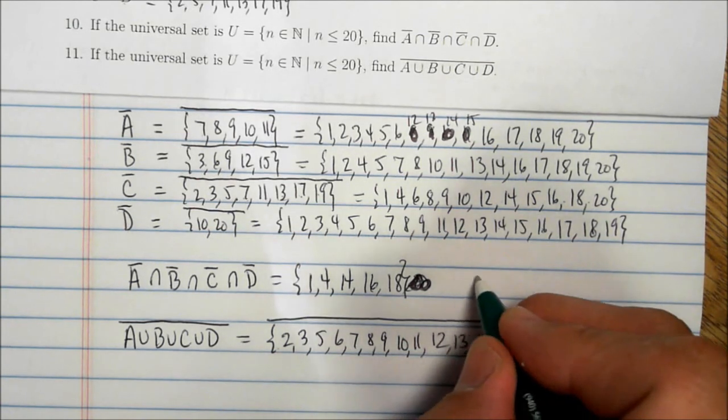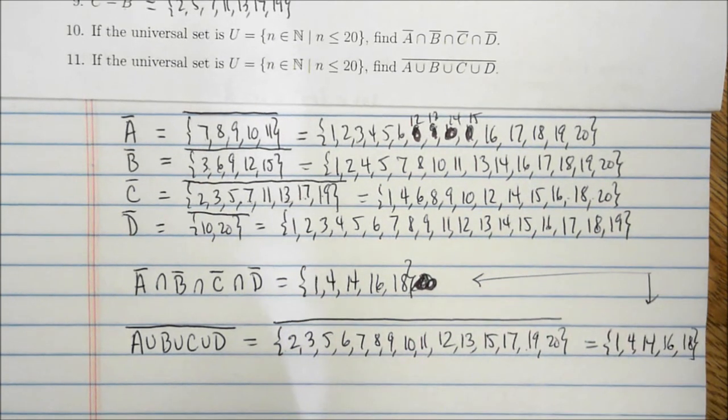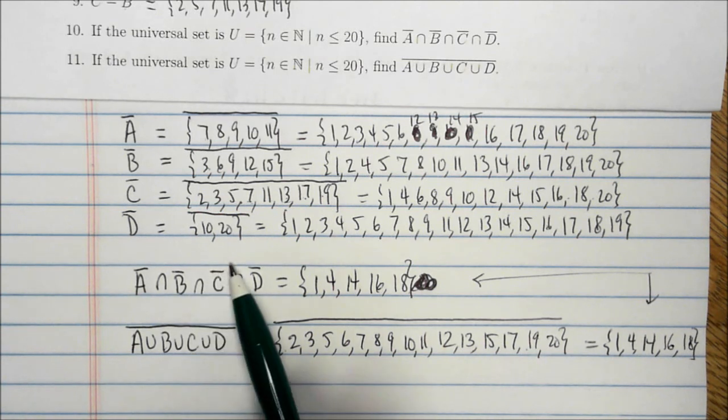And not surprisingly, these two things are the same by De Morgan's laws. So that was a brute force way of confirming De Morgan's law that these two things are in fact always equal to each other. And just this problem illustrated that.